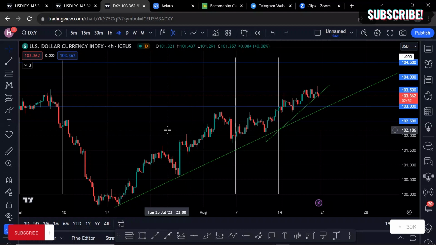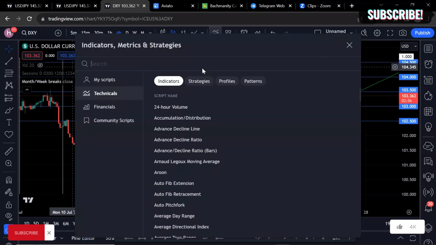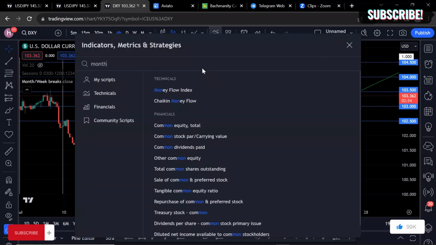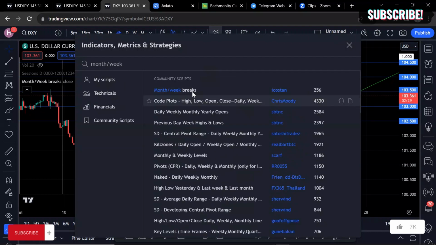So for you to know the first two candles, you can use the indicator I'm using here, the month and week break. Just come to your indicator bar here, click on it, then search for month and week break. You are going to see it there. This is the first one you are going to use, and you can just input it and change it.